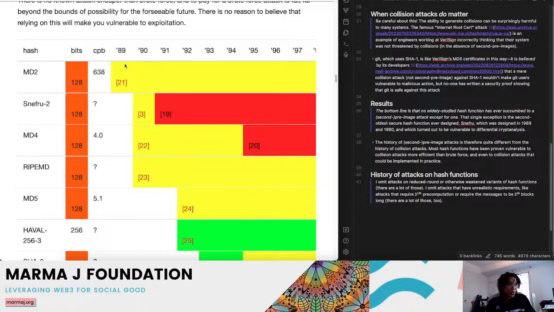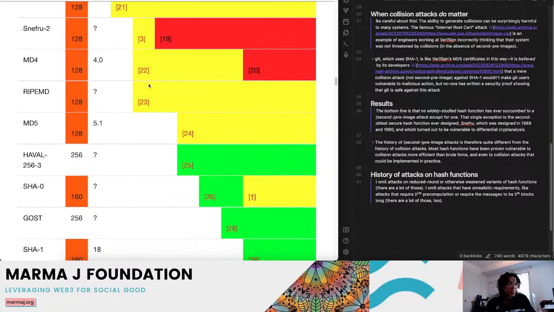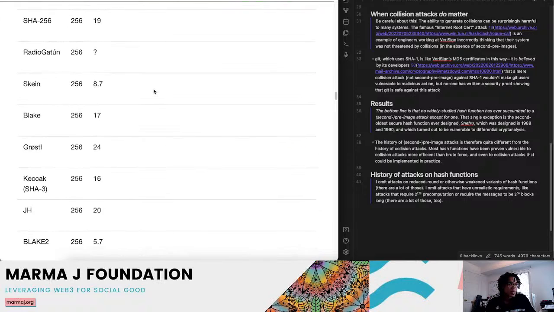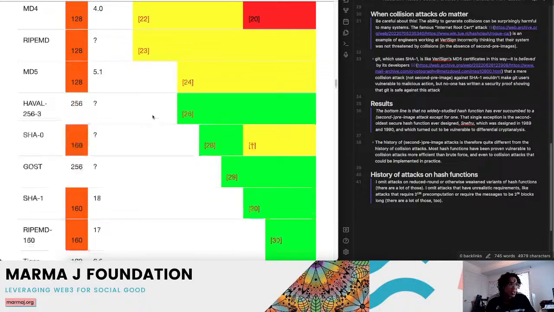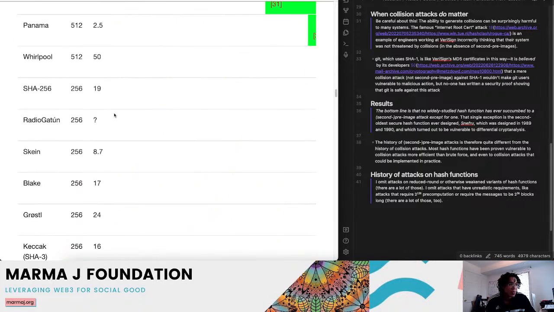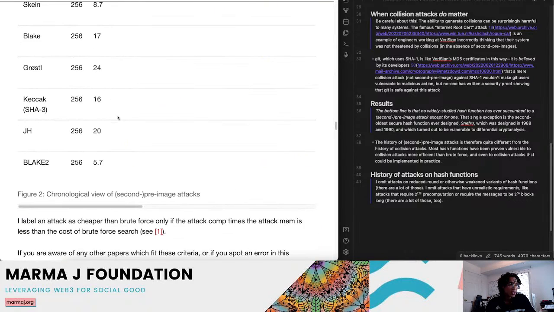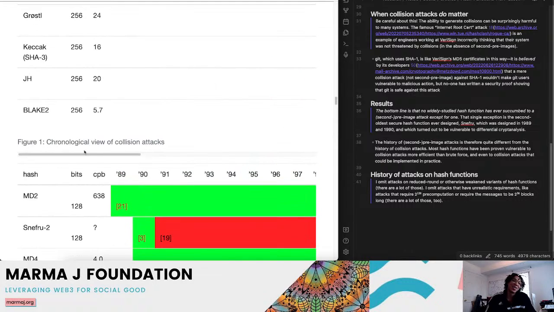Yeah, if you use less bits, canonical view of collision attacks. What? Oh, sorry. I was getting confused.